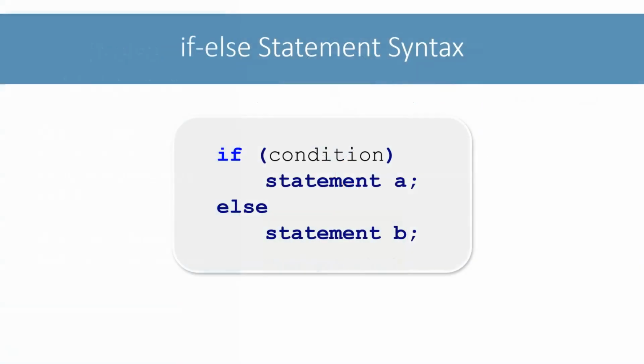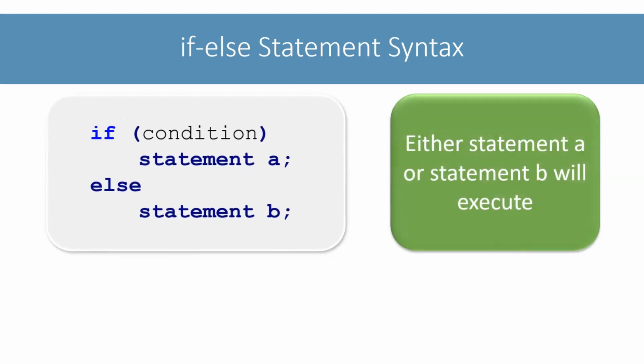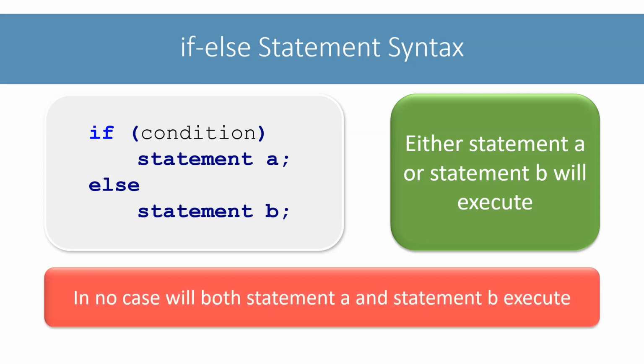Its syntax is this. If condition evaluates to true, statement A is executed. If condition is false, statement B is executed. The if-else construct ensures that depending on the condition, either statement A or statement B will be executed. Remember that in no case will both statements be executed. Like if statement, here also we can replace statement A and statement B with code blocks containing multiple statements.